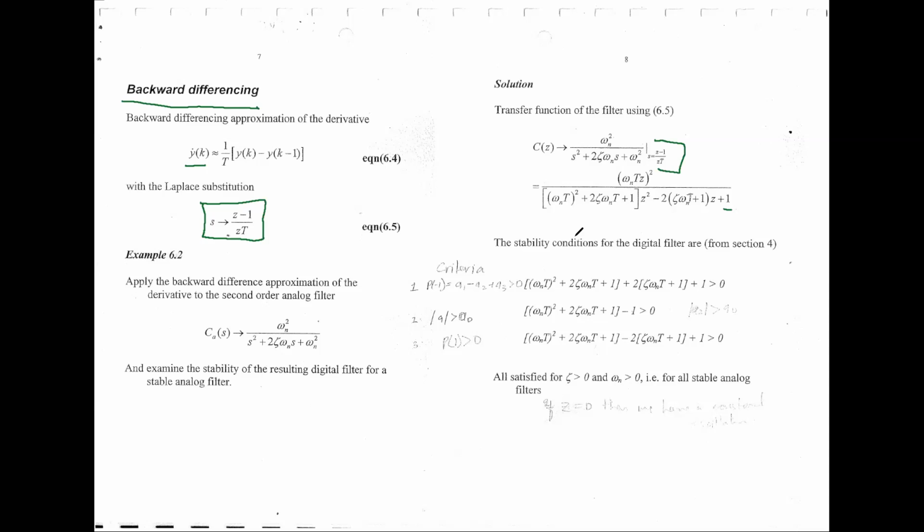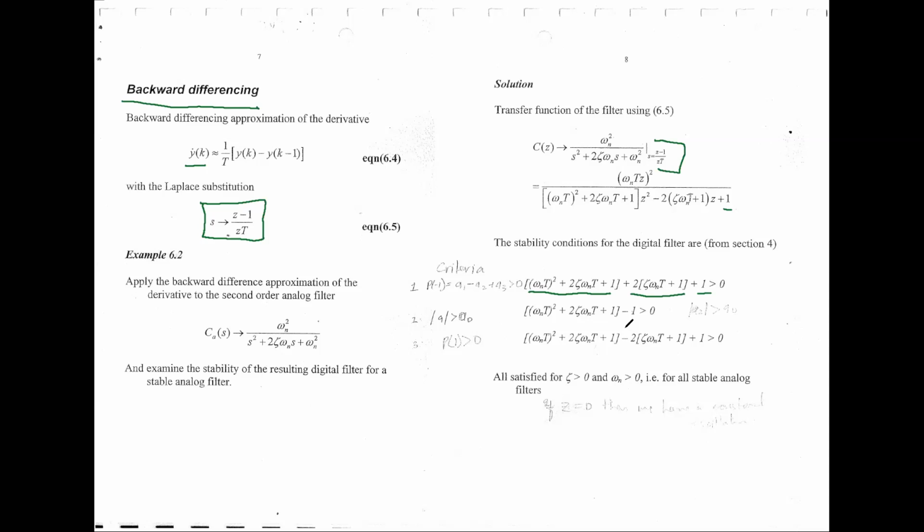So the stability conditions in this case for a digital filter are, the first one is when you substitute in the denominator polynomial minus 1 in place of z, and that must be greater than 0. This whole thing must be greater than 0. So the first stability condition is, because z minus 1 squared will be 1, plus the coefficient of z, if you substitute z as minus 1 here, it will be 2 zeta omega n times t plus 1, and then plus the last 1. This should be greater than 0. So that's the first one.